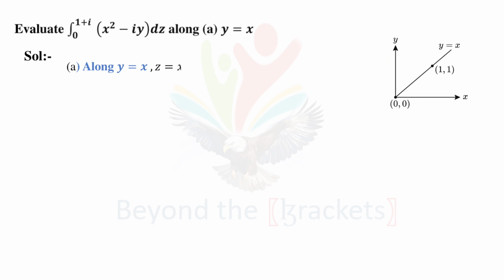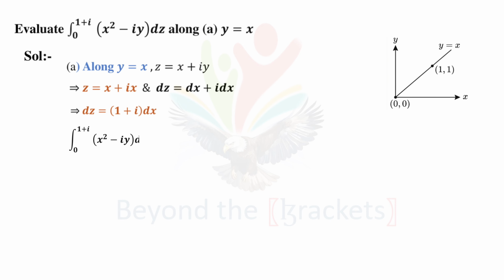Since z is equal to x plus iy, substituting y is equal to x, we get z is equal to x plus ix. Differentiating this, we have dz is equal to dx plus i into dx, which implies dz will be equal to (1 plus i) into dx. Substitute all the values into the given integral. The limits are z is equal to 0 to z is equal to 1 plus i.